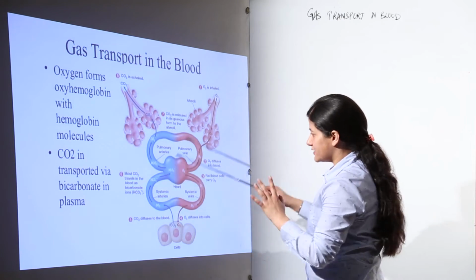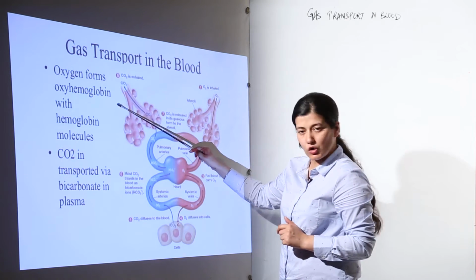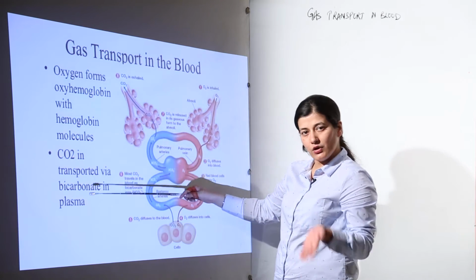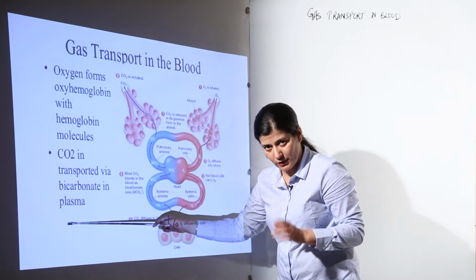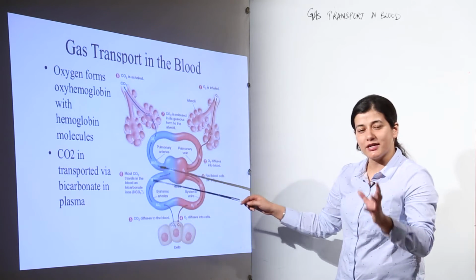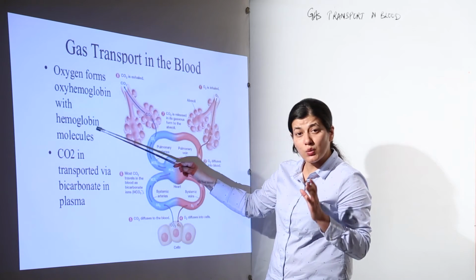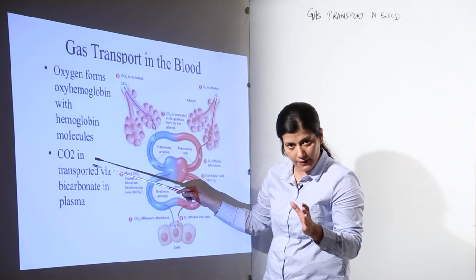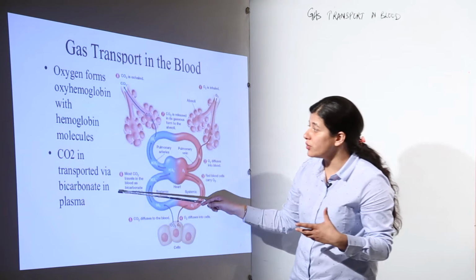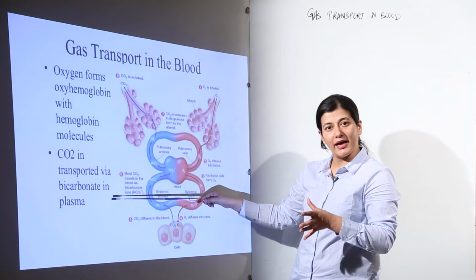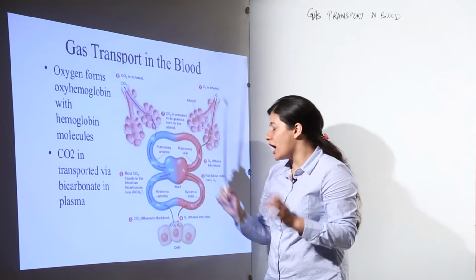First of all, let us consider oxygen. Oxygen forms oxyhemoglobin with hemoglobin molecules, and on the other hand carbon dioxide forms bicarbonates in plasma. The first and foremost difference is that there would be oxyhemoglobin with the hemoglobin molecules which are present in RBCs. RBC is a component of blood and plasma is also a component of blood. So you are going to find CO2 in the form of bicarbonates in plasma, while you are going to find oxygen in the form of oxyhemoglobin in RBCs.